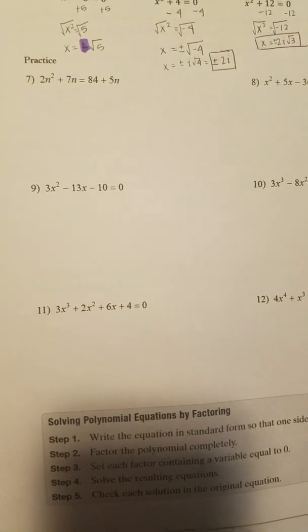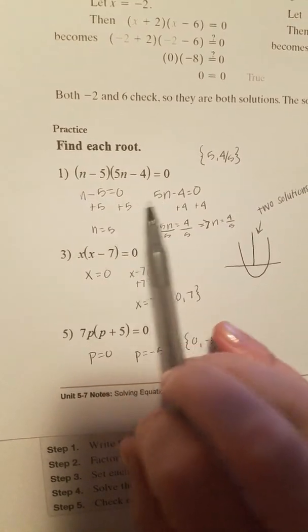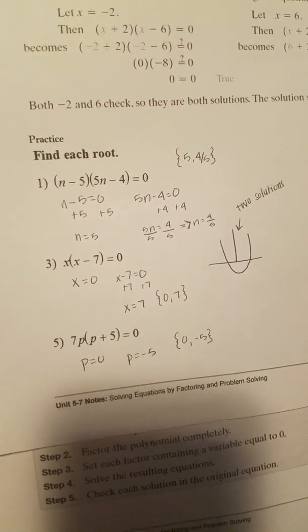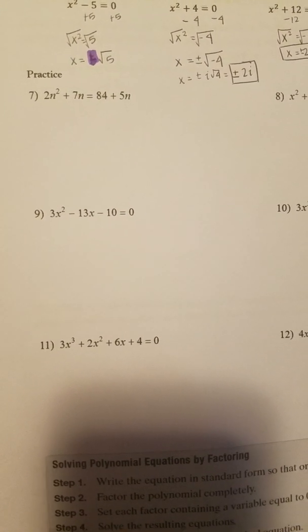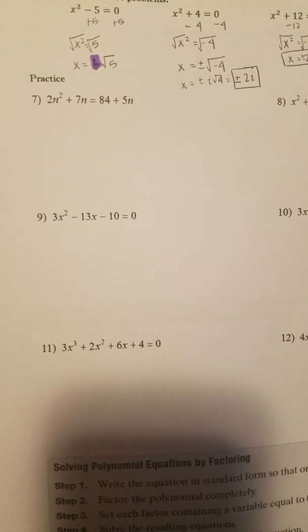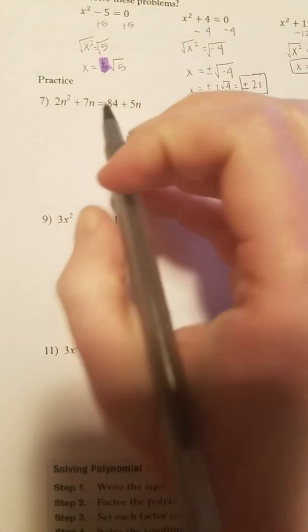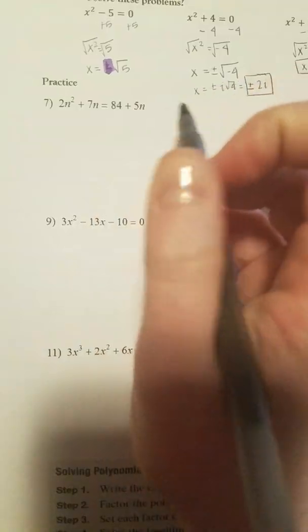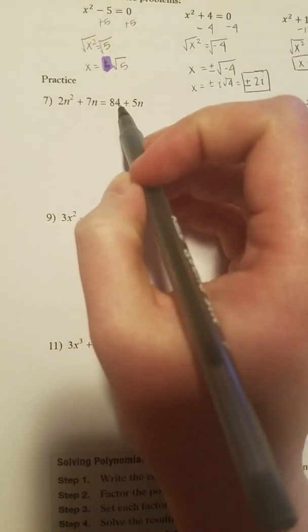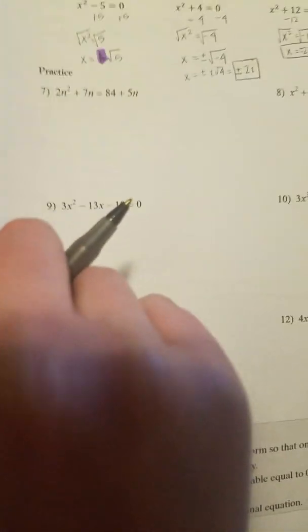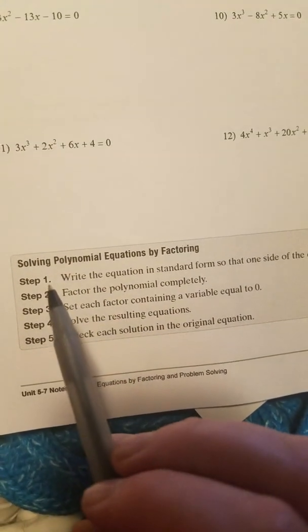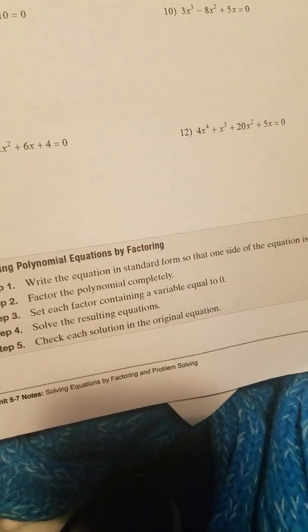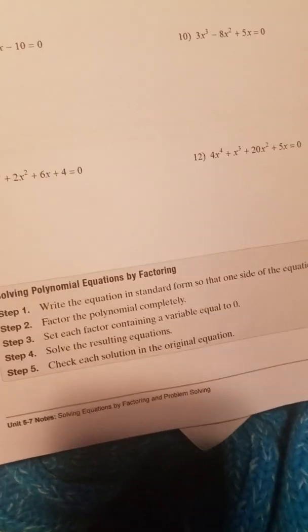Now I want to go through these practices. So on our first page of notes, we looked at things in factored form. We know how to put things in factored form, right? So we are going to factor these and then apply the zero factor property. So first thing we always do is put it in standard form. We have the steps down here. Step 1, write the equation in standard form so that one side of the equation is 0.